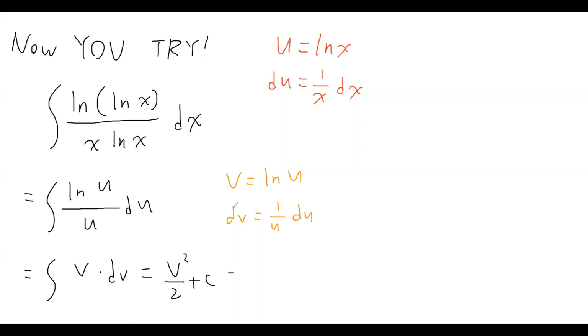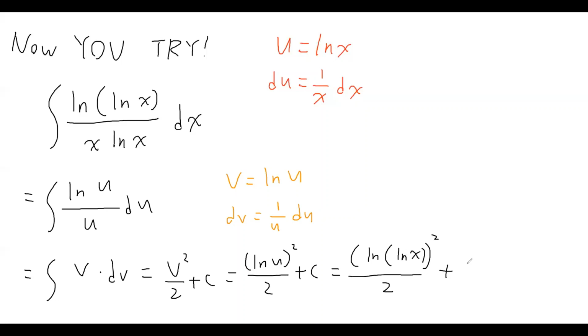Reverse sub, v is equal to ln u, so that's ln u quantity squared over 2 plus c, and then reverse sub again, replacing u with ln x. So that is ln of x, the whole thing squared, over 2 plus c. A pretty fun example, right? You get to do a u sub and then a v sub, or any letter of your choice. There you go. Hopefully this is not too bad.